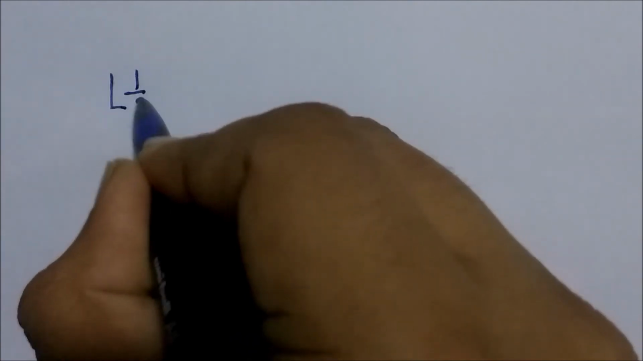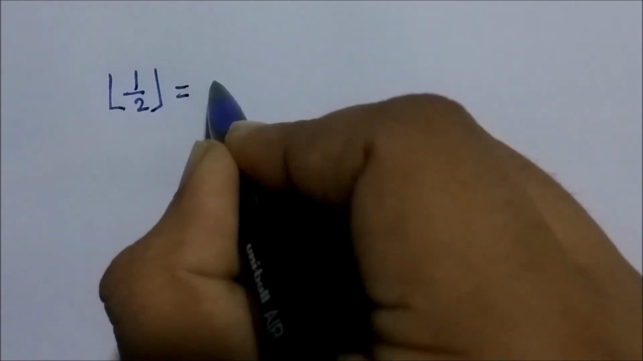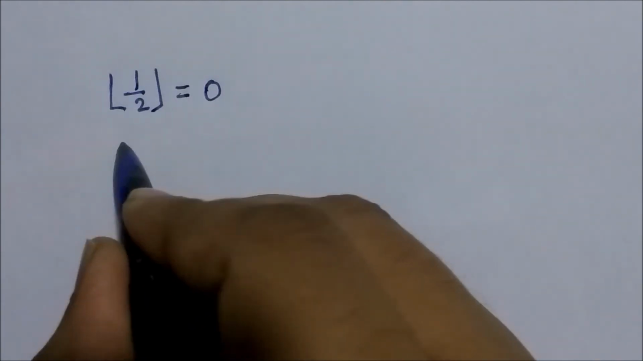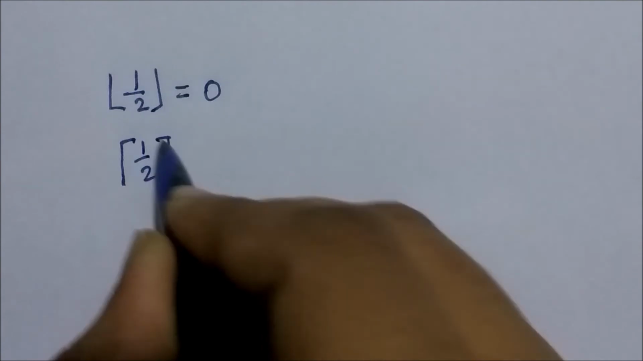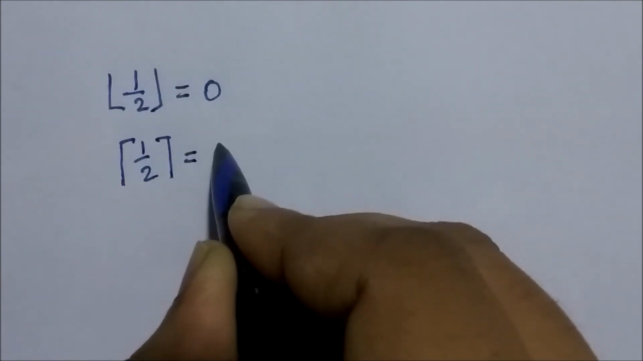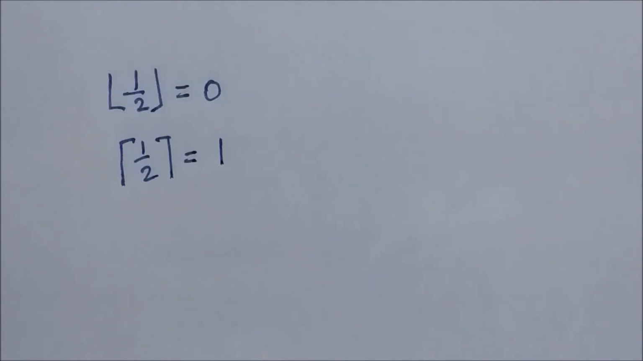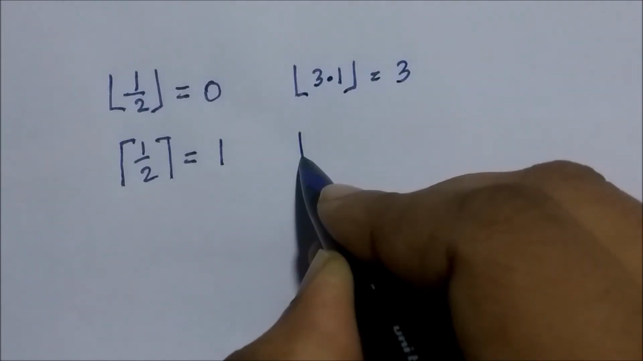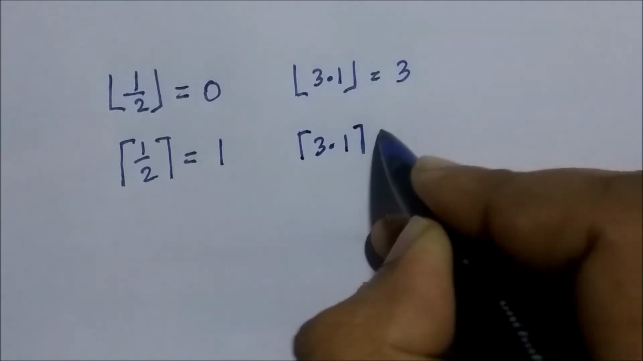Some examples to understand exactly what the floor and ceil functions are. Floor of 1/2 equal to 0, because 1/2 is nothing but 0.5 and the greatest integer which is less than or equal to 0.5 is 0. Now, what is ceil of 1/2? Ceil of 0.5 is the smallest integer which is greater than or equal to this number, that is 1. Floor of 3.1 is nothing but 3 and ceil of 3.1 is 4.